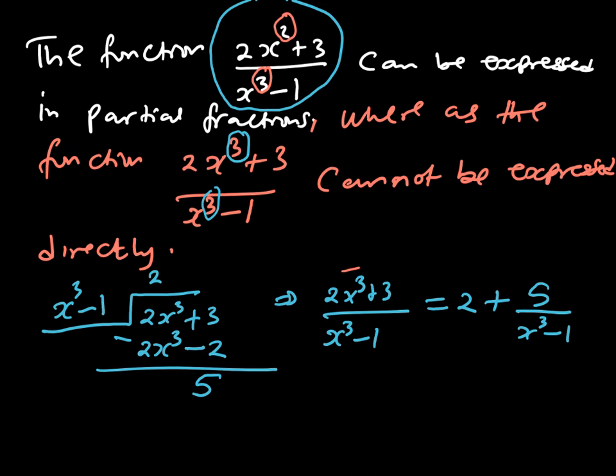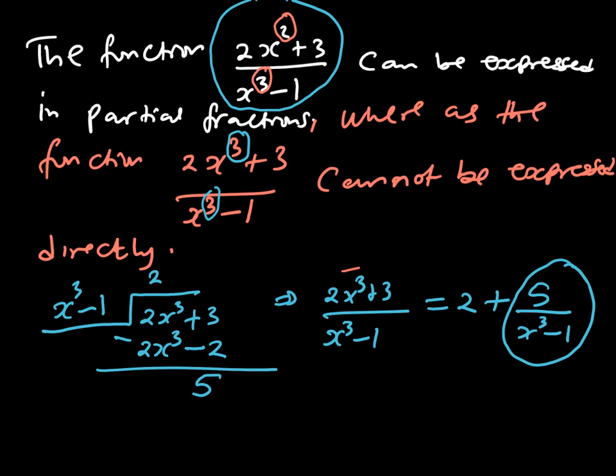Now, this can be expressed into partial fractions because the numerator has polynomial degree 0, which is less than 3. And therefore, we follow other rules of partial fractions. So I'll be writing these rules in a minute. Don't worry about that.